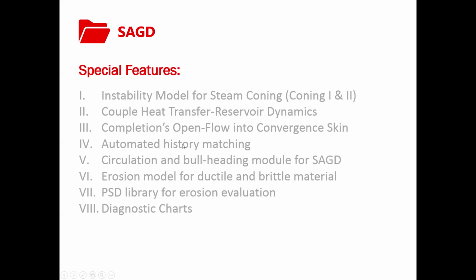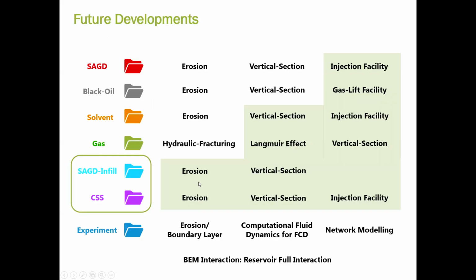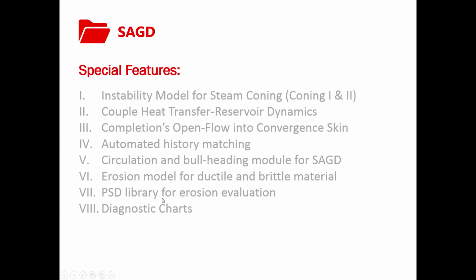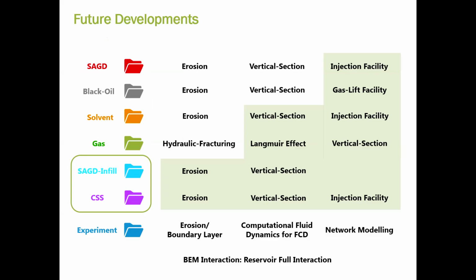It has an automated history match, which we didn't talk about in this case. In the future, for the erosion example, we're going to talk about this history match. Options include circulation and bullheading module, which we didn't use here, but there will be one example. We're going to talk about erosion and PSD, particle size distribution, that is used for erosion modeling, and the diagnostic chart, which we briefly went over. And this is the overview of the models inside Ashaw and the future development.